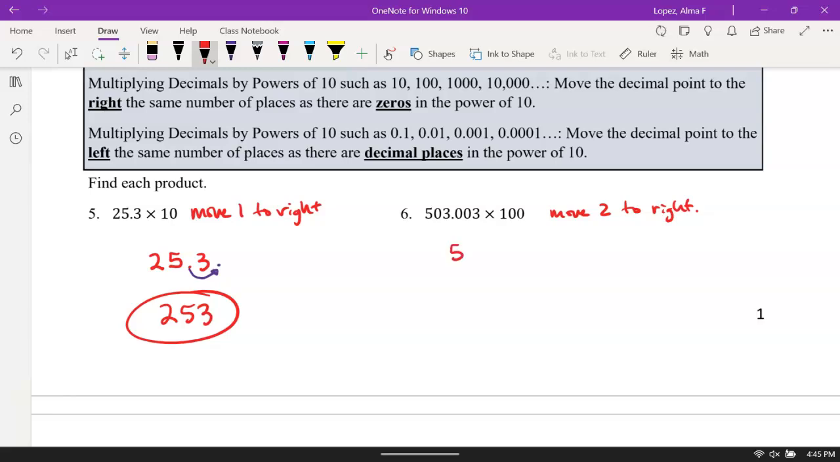For 503.003, I want to move my decimal 2 places to the right, so 1, 2. Here's where my new decimal point goes. So the final answer will be 50,300.3.